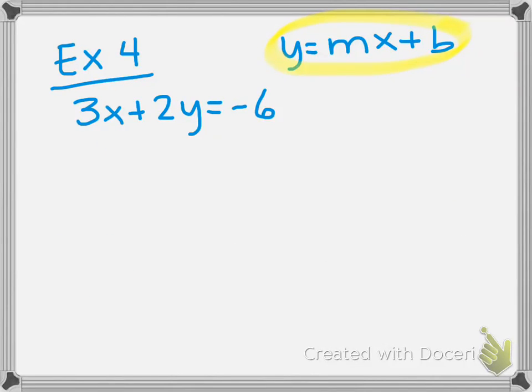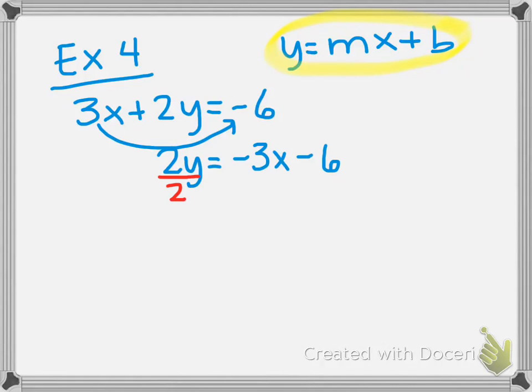Okay, example 4, 3x plus 2y equals negative 6. We need to make it y equals. So we're going to bring the 3x over there. We get 2y equals negative 3x minus 6. Divide everything by 2 because that's the number in front of the y. Okay, then we get y equals negative 3 halves x minus 6 divided by 2 is 3.